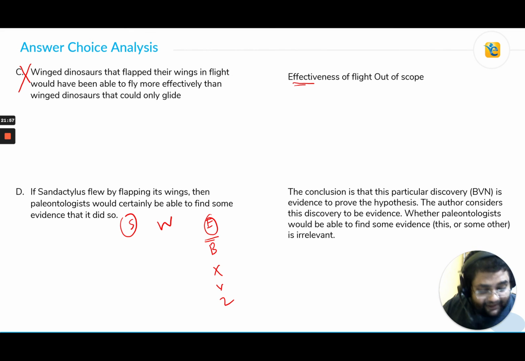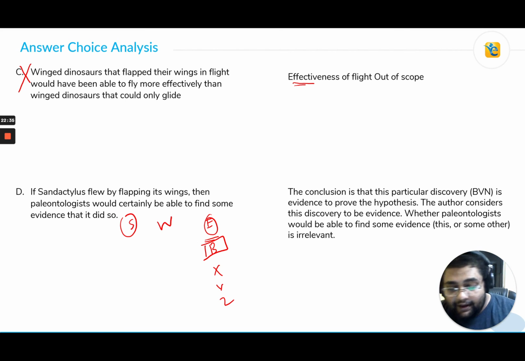The minute you read this, it should be a red flag, because this particular conclusion is about whether this one discovery that has been made, that is the blood vessel network in Sandactylus, whether this one particular thing is evidence. Just what does option D have to do with that? Option D just says that at some point some evidence will be found. It has nothing to do with whether this particular piece of evidence, with this particular discovery that has been made, is countable as evidence for this particular hypothesis. In reality, it has nothing to do with that. So it should be an easy reject, but you could still apply the negation test.